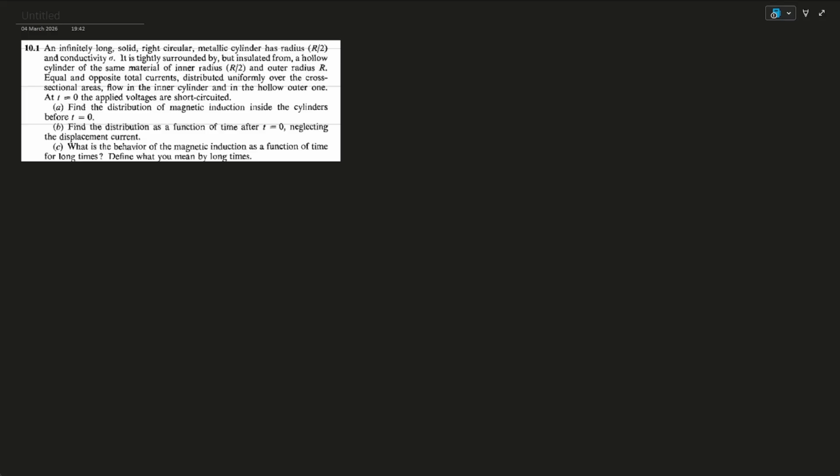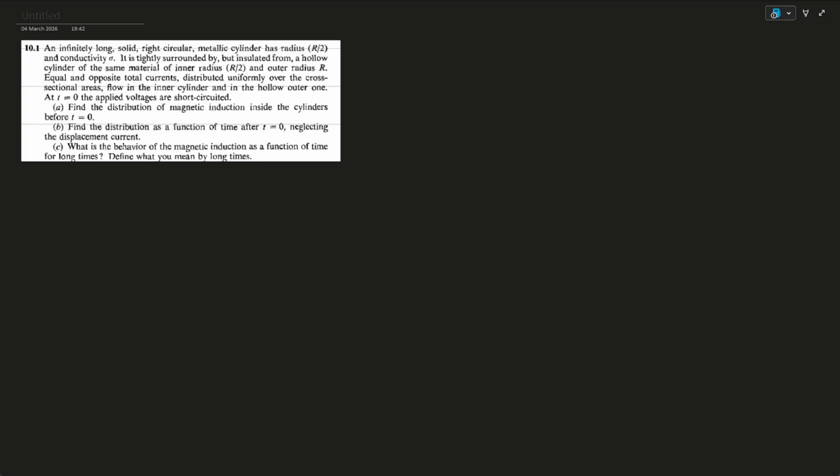So I'm sure you can all read, but regardless, the question reads: an infinitely long solid right circular metallic cylinder has radius R/2 and conductivity sigma. It is tightly surrounded by but insulated from a hollow cylinder of the same material of inner radius R/2 and outer radius R. Equal and opposite total currents distributed uniformly over the cross-sectional areas flow in the inner cylinder and in the hollow outer one. At t equals 0, the applied voltages are short-circuited.